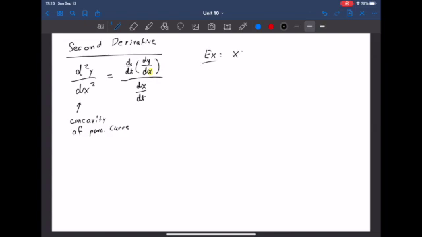So if we had x equals the square root of t, y equals 1/4 t squared minus 1, they could ask us to find the slope and the concavity at (2, 3). Okay, so start with this. Let's try to find the slope.